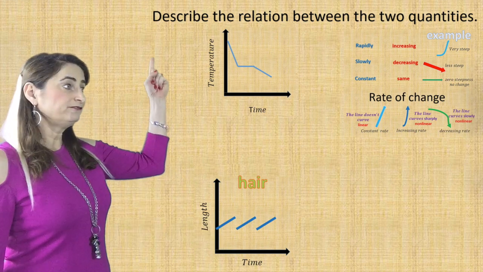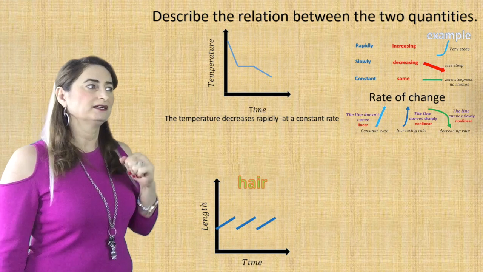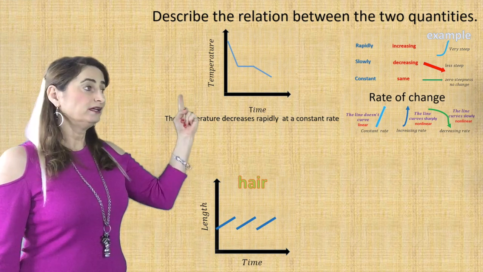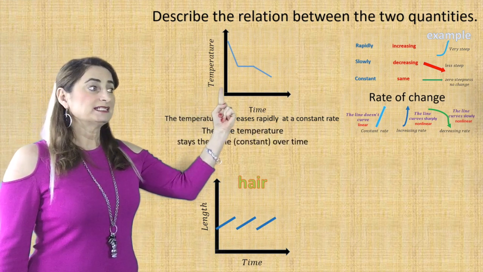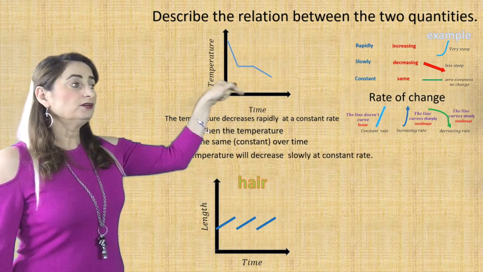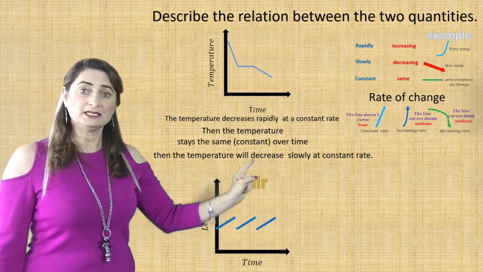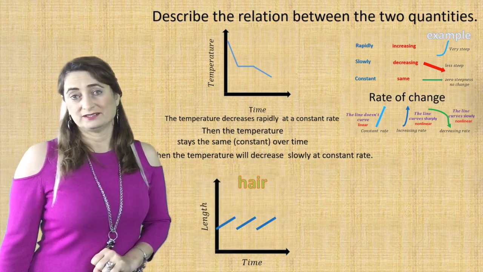So look at the first line going down. The temperature decreases rapidly at a constant rate. Then the temperature stays the same, which means constant over time. It does not change. And then it goes down, which means the temperature will decrease slowly because it's not as steep, at a constant rate.